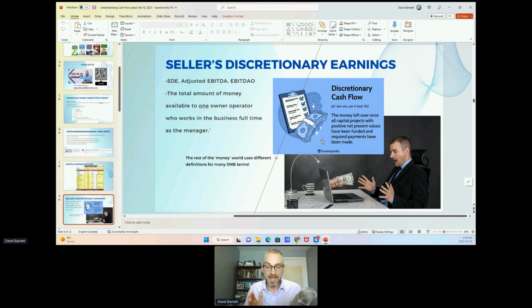So the discretionary term in the world of Wall Street versus the world of Main Street is completely different. And I have run into many MBAs who have gone through different programs and they're looking at buying a business. And I've pointed things out to them that actually stem from some difference in the way that words are understood between the two worlds. So it's something that I wanted to point out to everyone here.